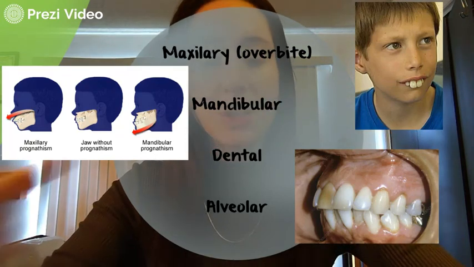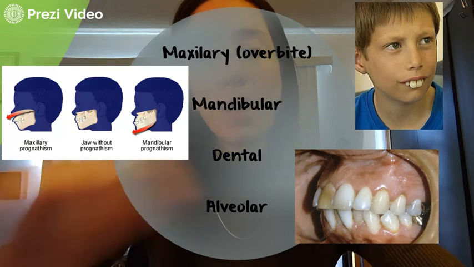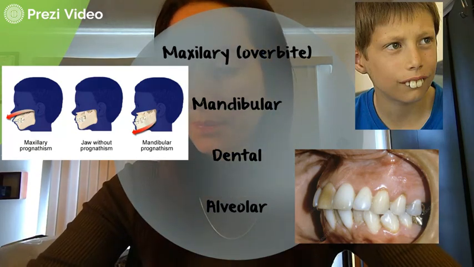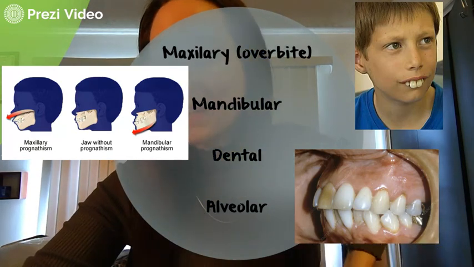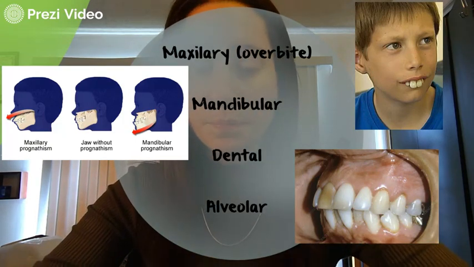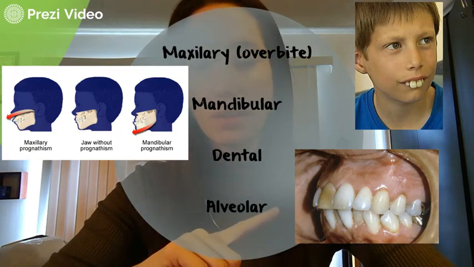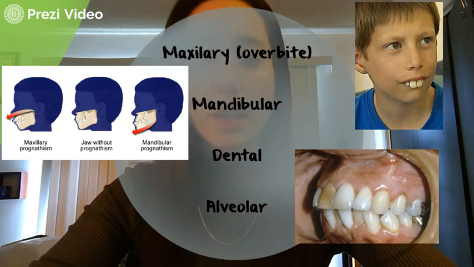And next we'll go over to this cute little guy over here who's got a dental prognathism, also known as buck teeth. It's defined as the oblique insertion of the teeth when the front teeth protrude. And lastly, we have alveolar, which is down here, when the sockets of the teeth are inclined.